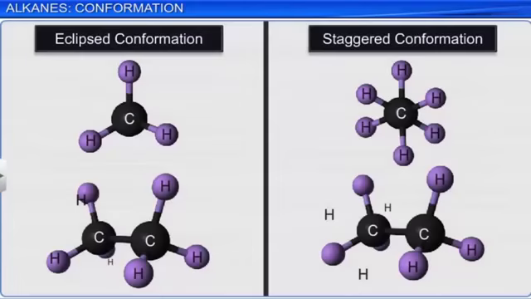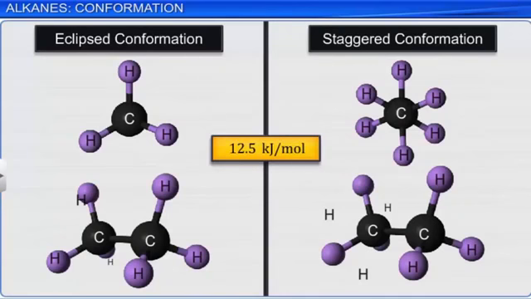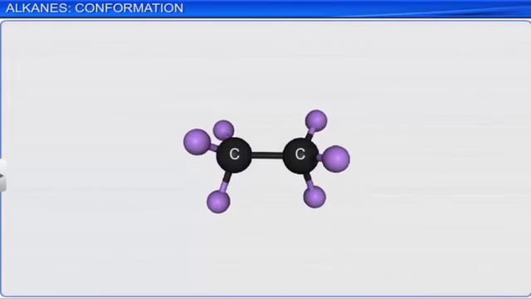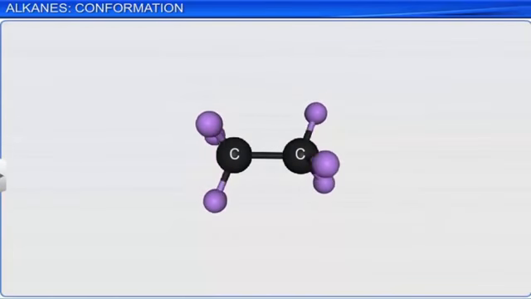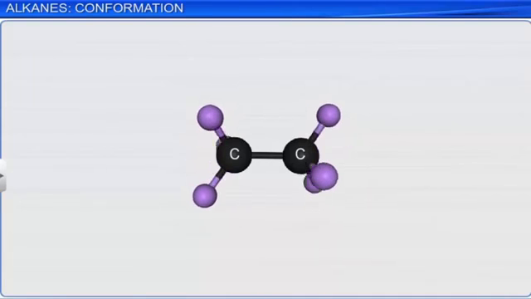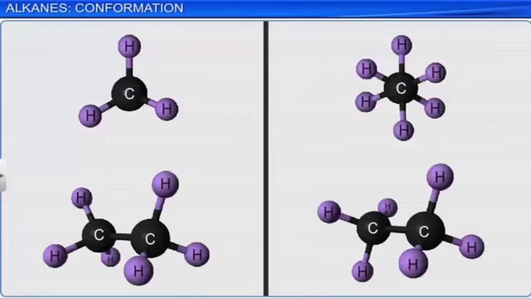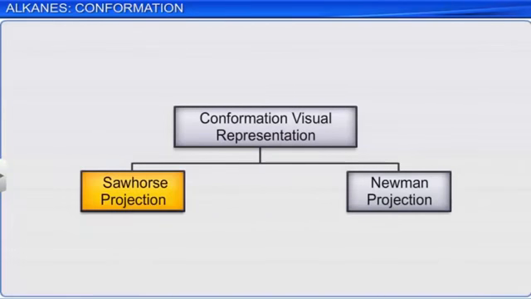The energy difference between eclipsed and staggered conformations is 12.5 kilojoules per mole, which is easily overcome at room temperature and pressure. Due to this, it is not possible to separate different conformation isomers of ethane. Now that we have seen what conformation means, let's learn the two standard visual representations used to explain it. These are known as sawhorse projection and Newman projection.